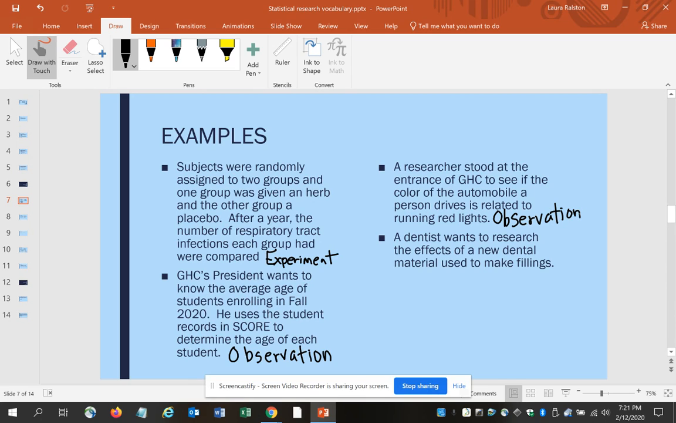And finally, the last one, it says a dentist wants to research the effects of a new dental material used to make fillings. Now, it doesn't elaborate, but if he's going to do that, I would anticipate that he would have to know the effects of the old material, and then he uses the new material and looks at those effects. And so he is doing some manipulation there, and because he's doing some manipulation and changing things, that is going to be an experiment.